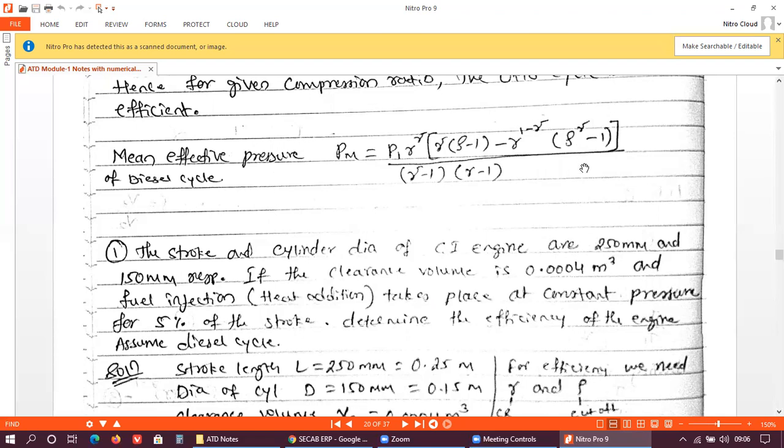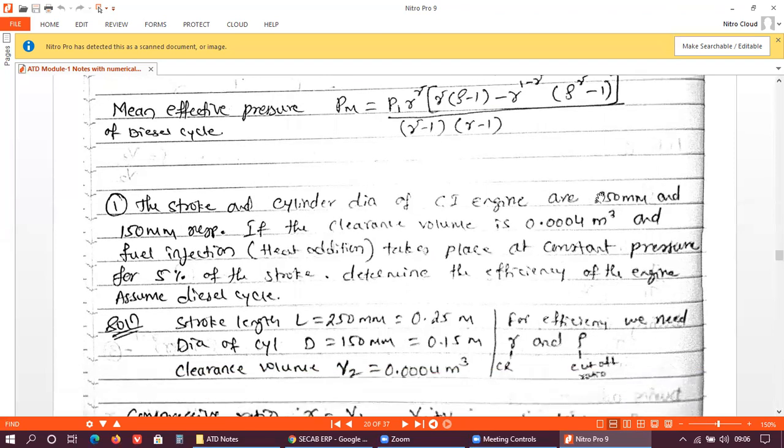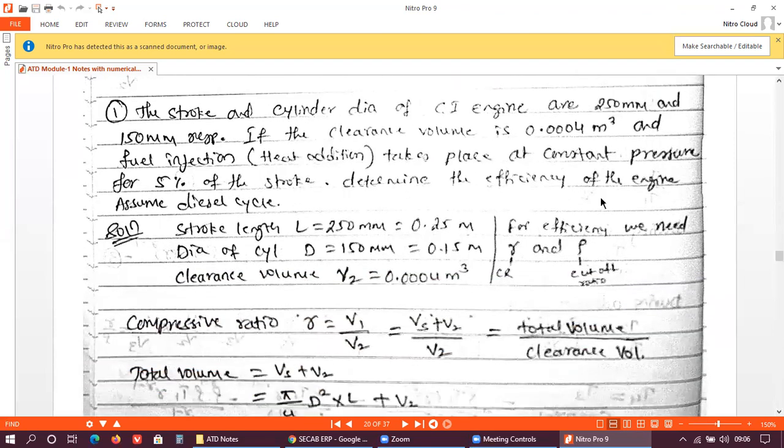We'll go with the very first problem of the diesel cycle. The problem statement is this: the stroke and the cylinder diameter of a CI engine are 250 mm and 150 mm respectively. If the clearance volume is 0.0004 cubic meter and fuel injection, that is, heat addition, takes place at constant pressure for 5% of stroke, determine the efficiency of the engine assuming a diesel cycle. This is quite an easy problem.